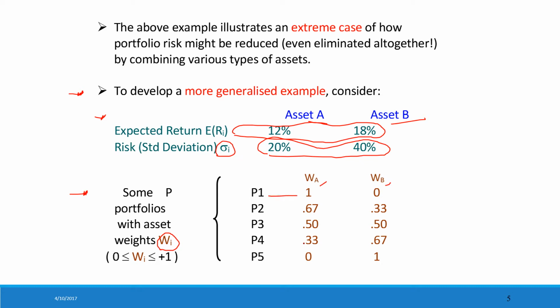So with portfolio 1, we put 100% of our money in asset A. So the weight for asset A is 100%, whereas the weight for asset B is only 0, right? For portfolio 2, we once again have the same two assets, A and B, but now we put 2/3 of our money in asset A and 1/3 in asset B, yeah? And so on and so forth. So based on the weights of the different assets and the expected returns and risks of these two assets, we can then calculate the portfolio expected returns and risk.